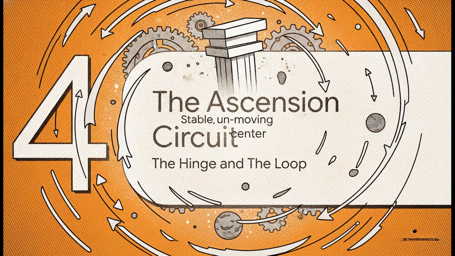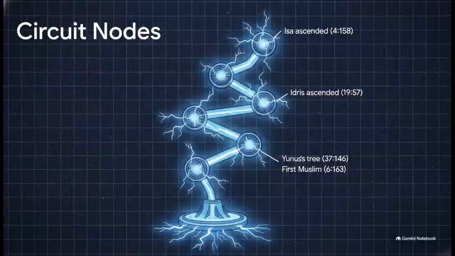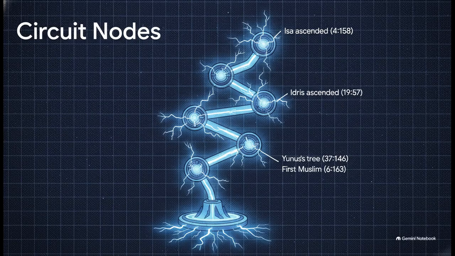Which brings us to section 4, the ascension circuit, the hinge and the loop. With this clock ticking, the engine requires a stable, unmoving center, so the rotational force doesn't just tear it all apart. Our source identifies Maryam at coordinate 342 as the absolute fixed hinge. She is the ground zero container state. She doesn't traverse the circuit. She is the pristine, sealed center that holds the spirit perfectly still while all the trials of the other figures orbit around her.